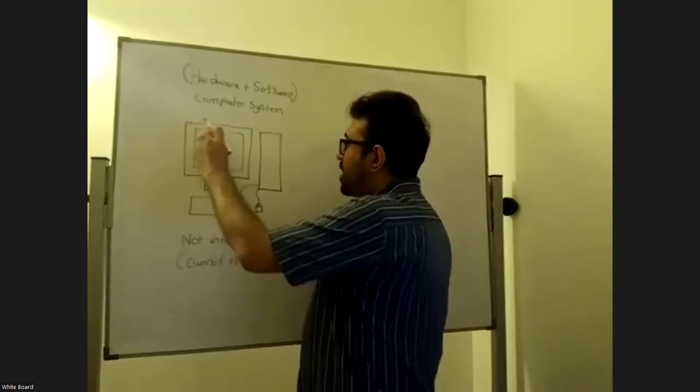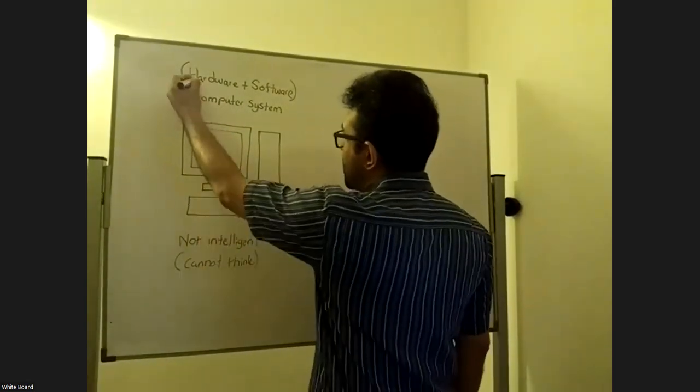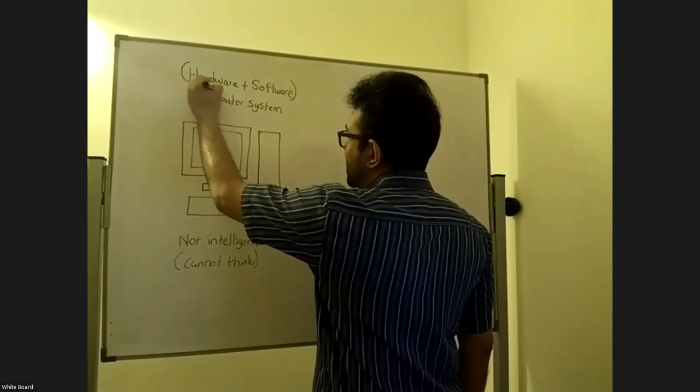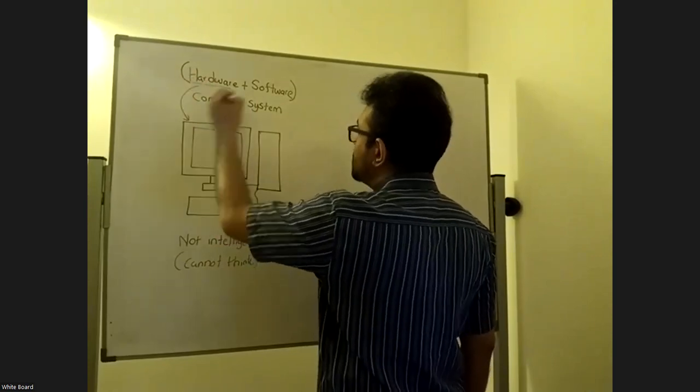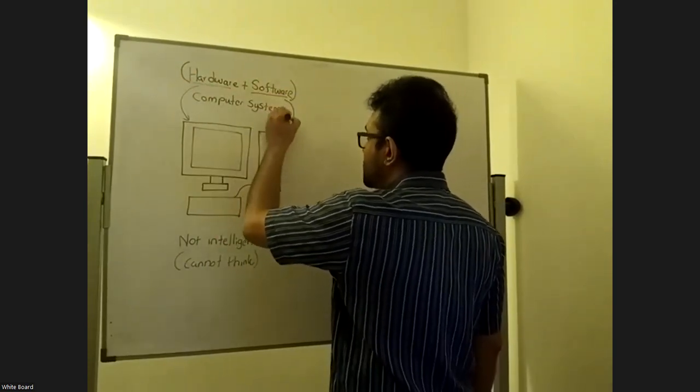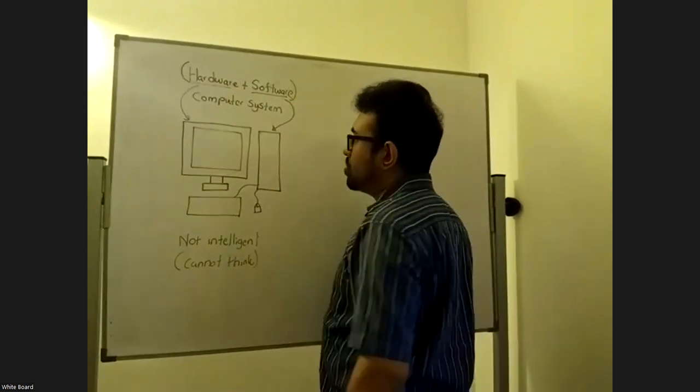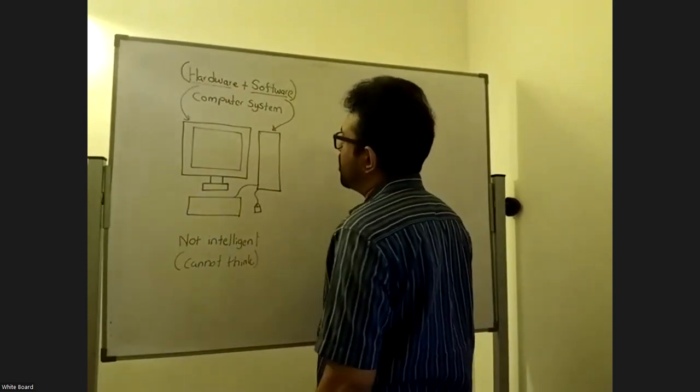Then how can it do things like that? Actually, hardware is the one that can't think and do. Software also can't think, but software is a set of instructions to work on this hardware.